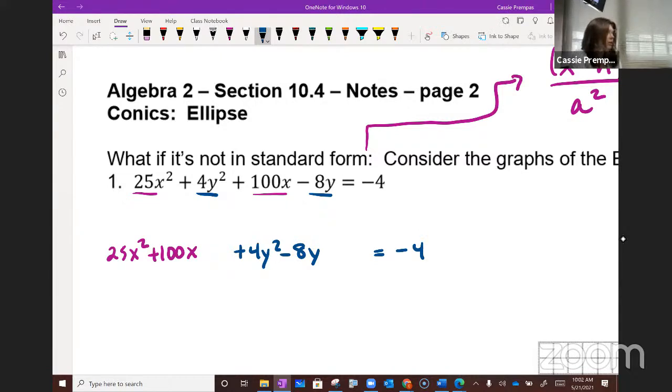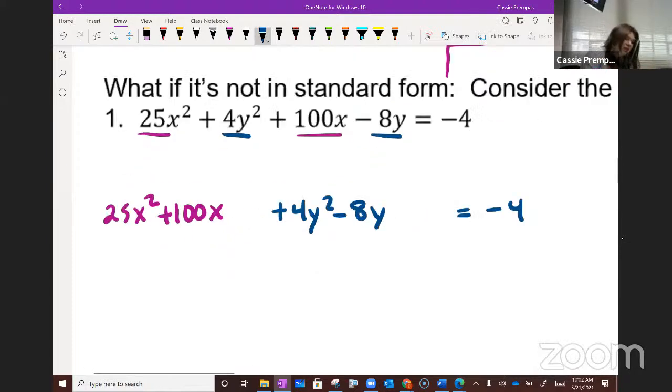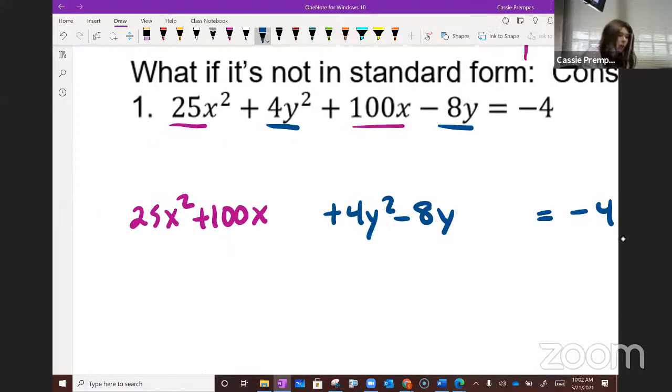Now I know you all know how to complete the square, but what are we going to have to do first with both of these x's and these y's before we can complete the square? We're going to have to take out a GCF because we have to get x squared by itself and we have to get y squared by itself. So if I'm looking at the x's, the GCF that I would factor out would be 25. And I would divide that out and that would leave me with x squared plus, what's 100 divided by 25? 4, good. So I'm going to have x squared plus 4x.